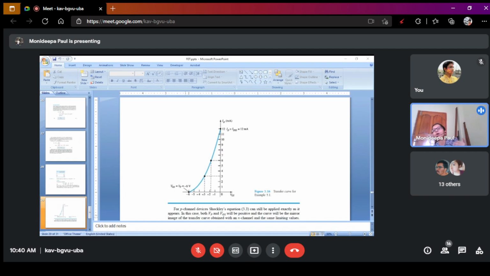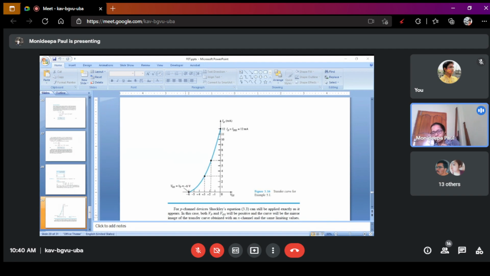Another 2 points we get from the question. First thing is that IDSS is given. IDSS is 12 milliampere. So under what condition do we get the IDSS maximum? When VGS is equal to 0. So we get another point, that is the third point. VGS is equal to 0. That point means a coordinate of the characteristic curve. So we get the third coordinate of the characteristic curve: x-axis is VGS, that value is 0, y-axis is ID, and that value is 12 milliampere.